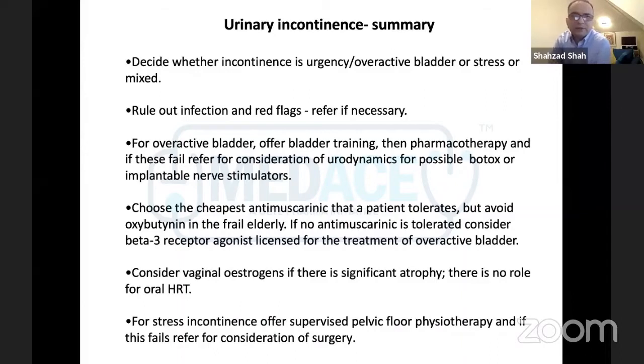So I'll just quickly summarize what I have said. Decide whether incontinence is urgency or stress or mixed. Rule out infection and red flags and treat accordingly. For overactive bladders, offer bladder training first, then pharmacotherapy. If these fail, we then perform urodynamics afterwards for possible more invasive options. Choose the cheapest antimuscarinic first, but avoid oxybutynin in the elderly. Consider vaginal estrogens, and always consider bladder training and supervised pelvic floor physiotherapy.